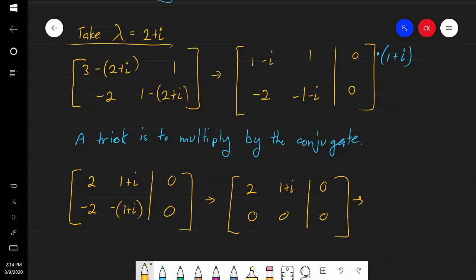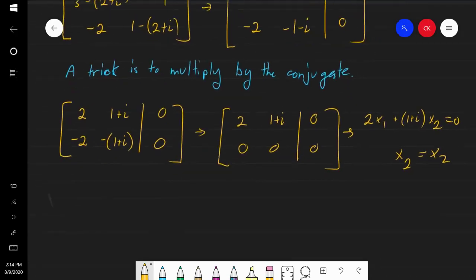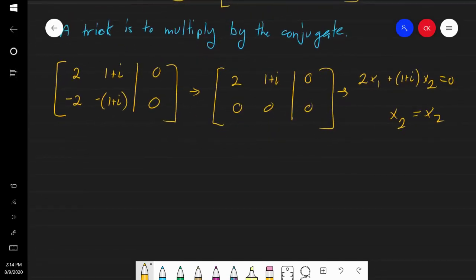So the implication then would be that 2x1 plus (1 plus i) x2 is equal to 0, and then of course we can take x2 to be a free variable and rewrite this one more time and get it into a vector form. So solving out for x1, we have that x1 is going to be equal to negative (1 plus i) over 2 times x2. Of course, again, x2 is equal to x2.